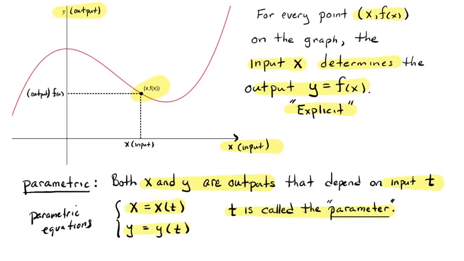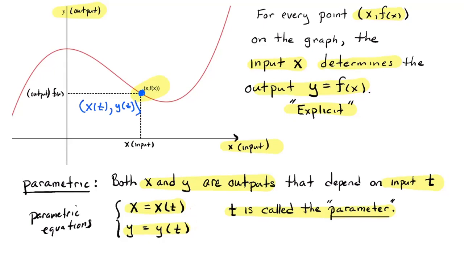So the point in the plane here, my (x, y), I'm going to color it blue to highlight it. Its first coordinate depends on this parameter variable t. The second coordinate also depends on the parameter variable t. So it's a new way of thinking about the relationship between these two numbers. Instead of thinking of y as being determined by x, I think of x and y as both being determined by some third variable called the parameter.